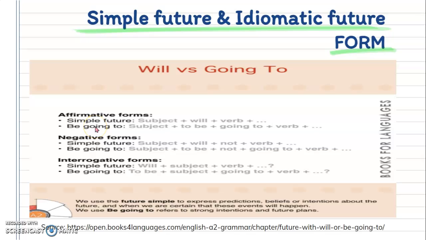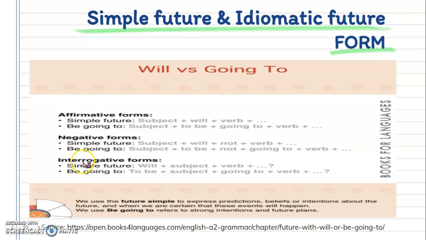Affirmative sentences in simple future include a subject, the auxiliary will, a verb, and a complement. Affirmative sentences with idiomatic future include a subject, the verb to be, going to, the verb, and a complement. Negative sentences in simple future include a subject, will, not, the principal verb, and a complement.